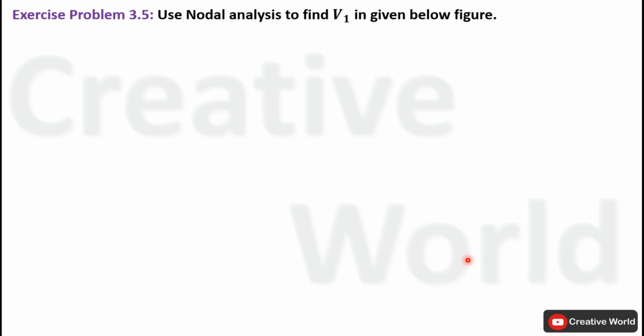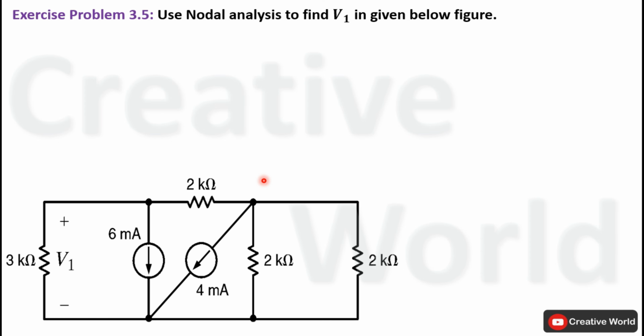Exercise problem number 3.5. Use nodal analysis to find the value of voltage V1 in given below figure. This is the circuit diagram of given problem. Inside this network, we have to find the value of voltage across this 3 kilo ohm resistance labeled as V1. So without wasting time, let's proceed towards the solution of the network.